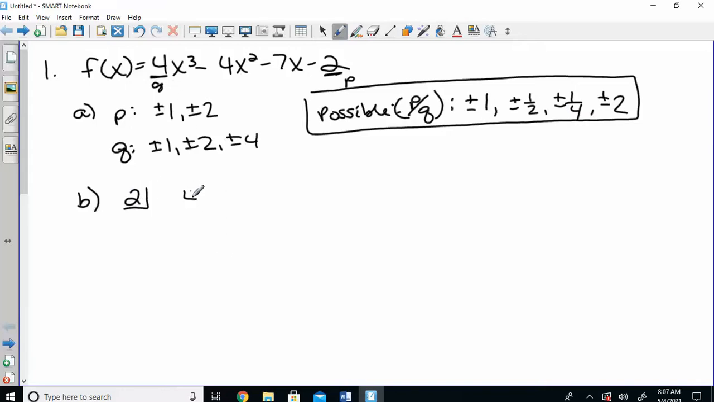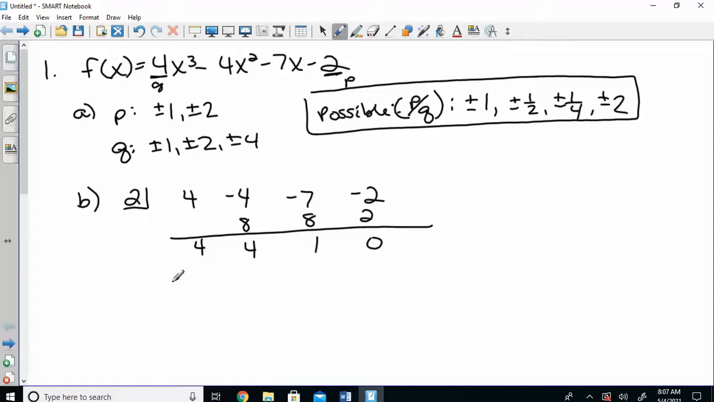So we put the 2 there and then all of our coefficients. So first number comes down, then it's a series of multiply and add. So 4 times 2 is 8, add and we get 4. 8, 1, 2, and 0. So that's 4x squared plus 4x plus 1.